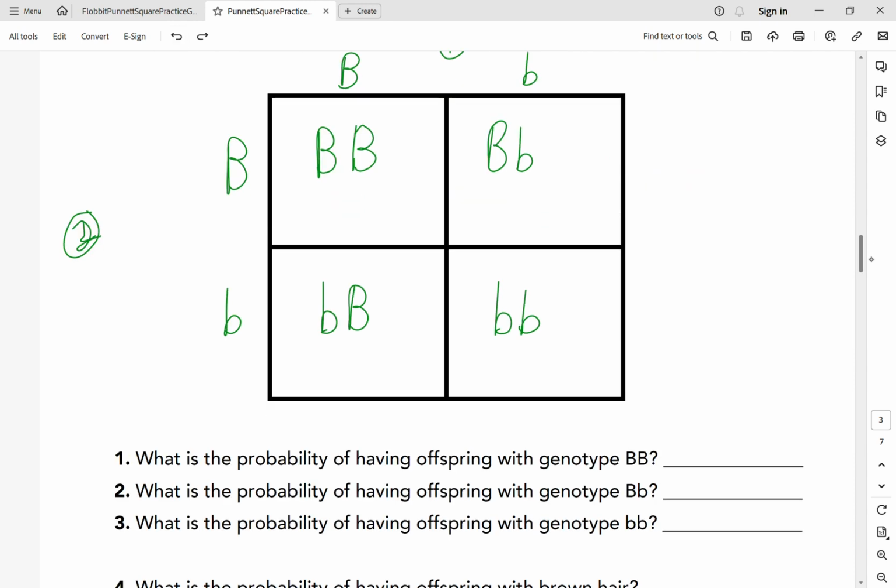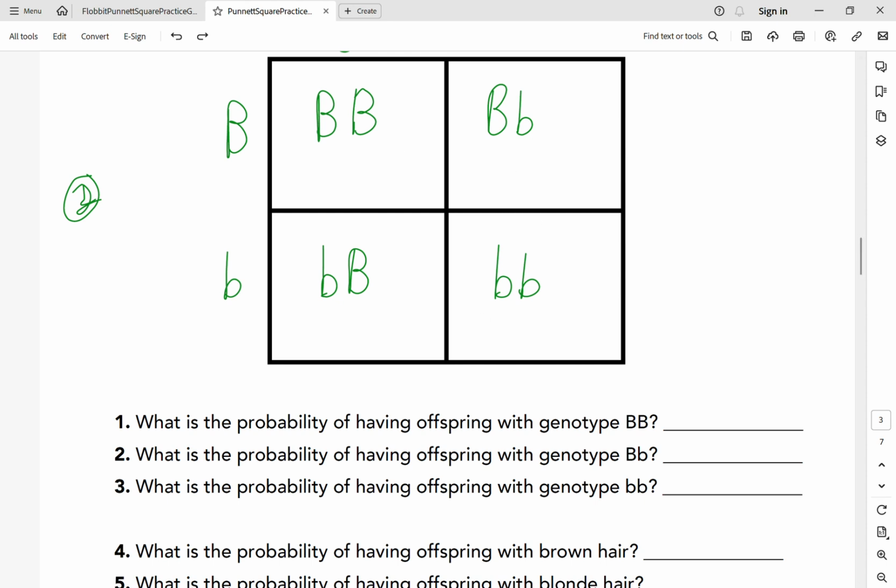Alright, so in this case we actually have different possibilities for offsprings here. So what's the probability of having an offspring with a genotype capital B, capital B? So here, this is the only box with 2 capitals. So that means it's going to be 25%. There's only one box worth of it.